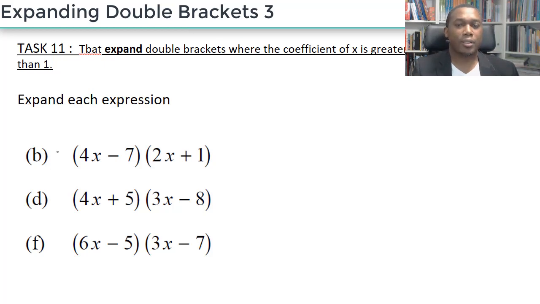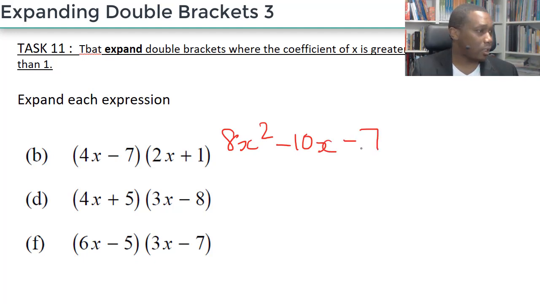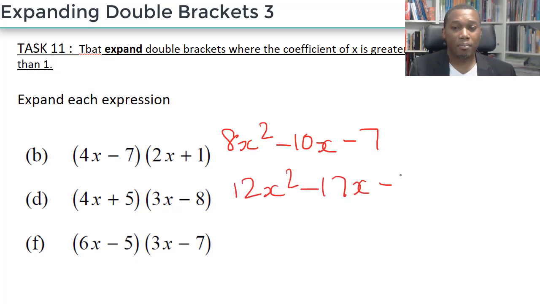For the answers, so for B, let me put in the answers. For B, it's 8x squared minus 10x minus 7. B was hard. So that's B. And then which one should I do? I would do F. So for D, you should have 12x squared minus 17x minus 40. That's the one you should have for D.